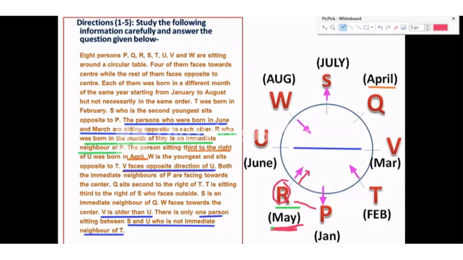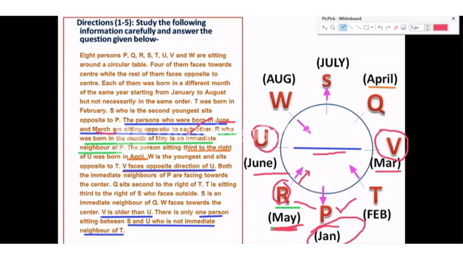Cool. Now we are left with the persons U and V, since they both are facing opposite to each other. Also V is older than U. Also the persons who were born in June and March are sitting opposite to each other. So here we got to know that V must be born in the month of March and U born in the month of June. Hence now we are left with only one month, that is January, so P born in the month of January.